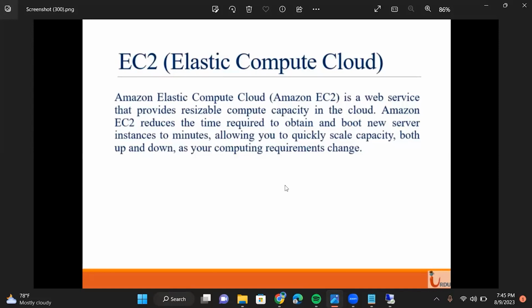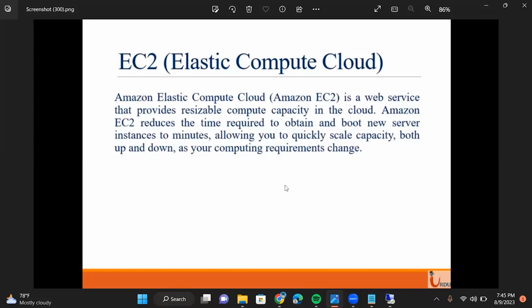So it is saying that EC2 is a virtual compute power which we can hire according to our requirement from Amazon Web Services. We can attain them, and if we have any sudden changes in our requirement, we can make changes in the EC2 instance also.